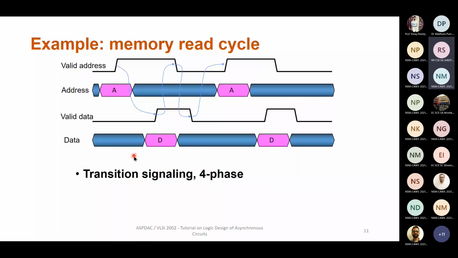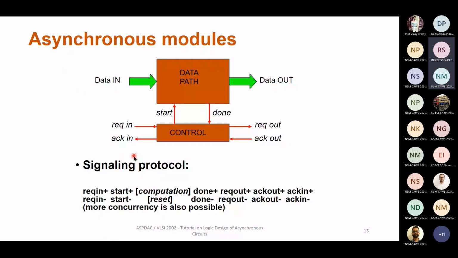Now I will skip a couple of these slides in the interest of time. I'll just talk about the bundled data protocol, because this is what will make sense if anyone has to go asynchronous. Here is how it would work. Since synchronous designers already have the data path and control path separated from each other, we are leveraging that. What we will do is simply remove the clock and keep the data path intact as it is.